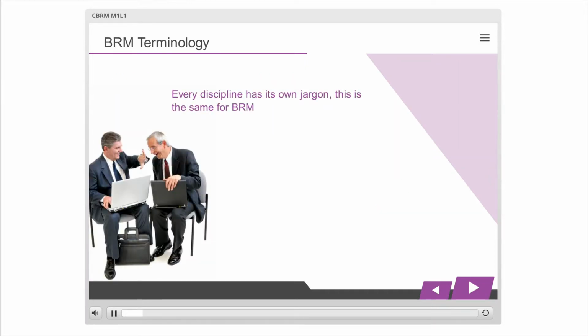Every discipline has its own terminology. You could call this jargon. This is the same for BRM. Used properly, jargon can improve communication by removing ambiguity and reducing the scope for confusion and misunderstanding. Whilst studying this course, we will refer to the role as Business Relationship Manager or BRM. Different terms may be in use by your organization.